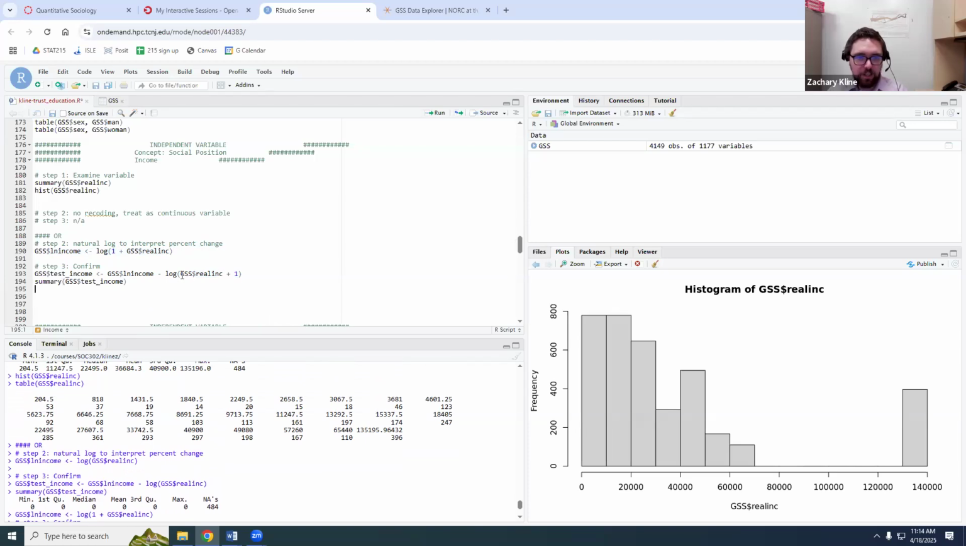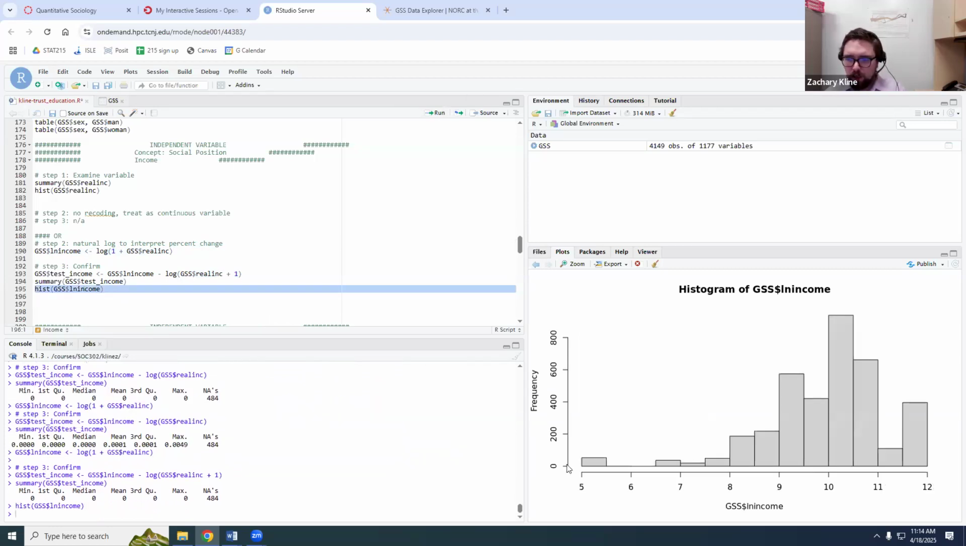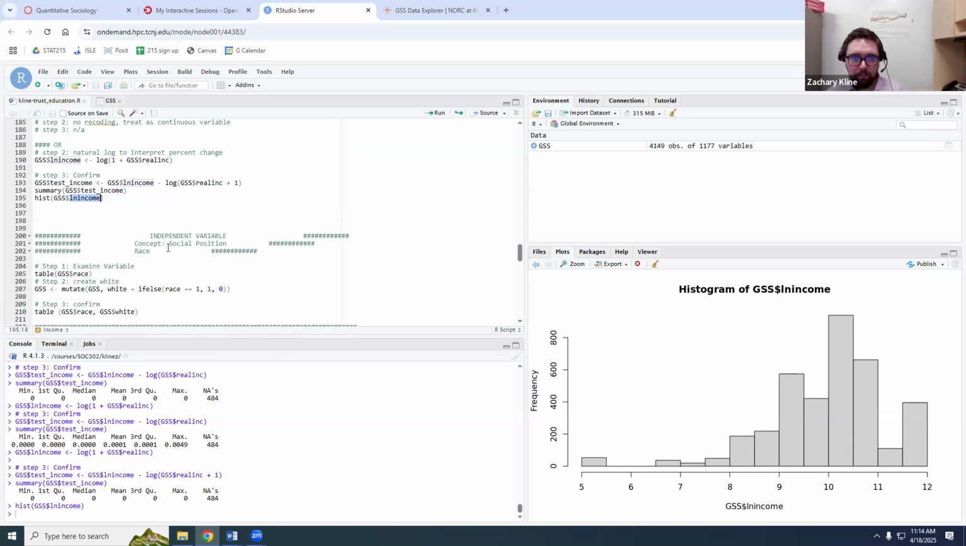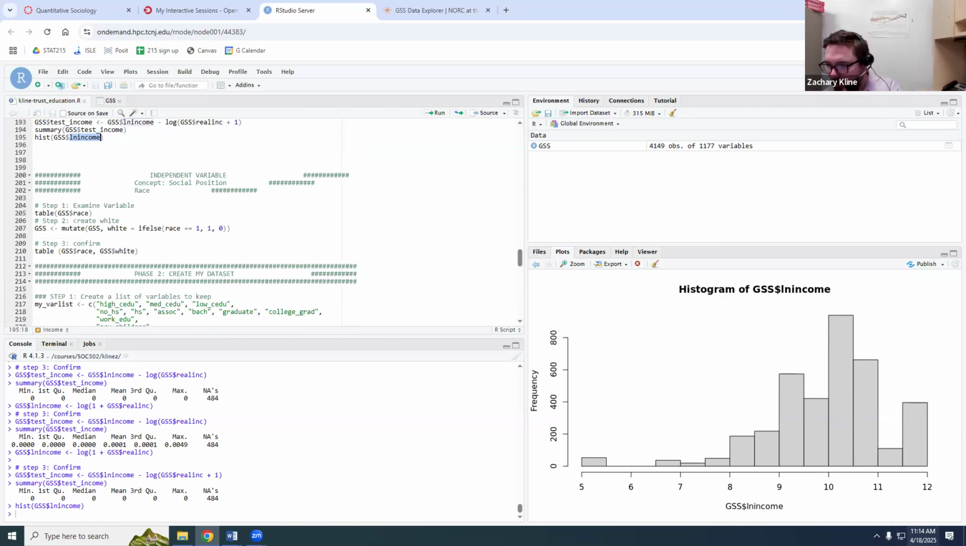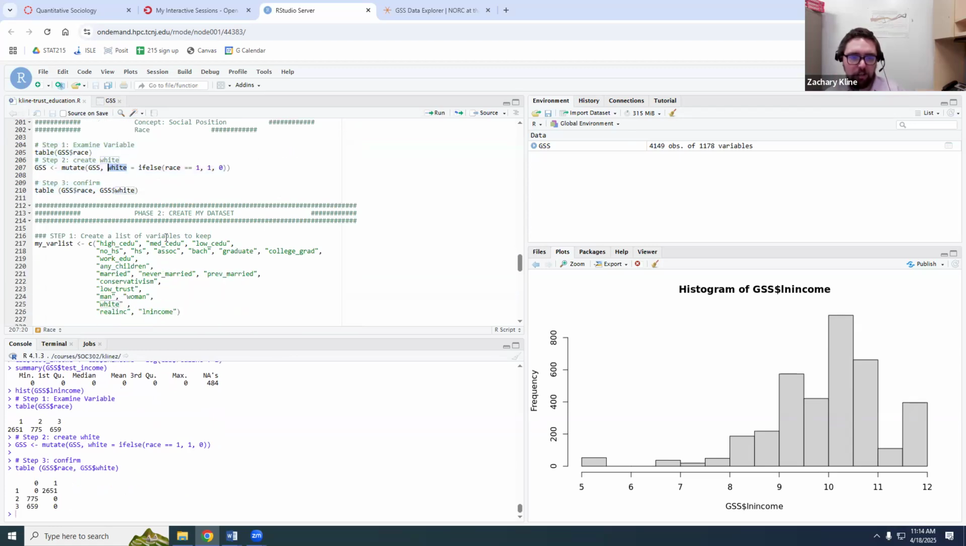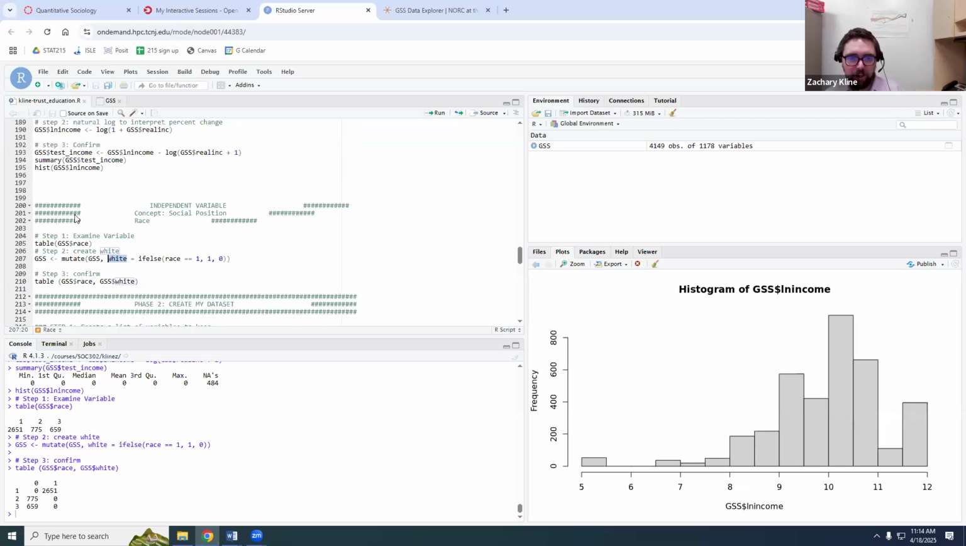Anyway, let's take a look at the histogram here of our new variable, hist GSS ln income. See here, it's a more normal distribution. It's still a bit of a left skew here, but a much more normal distribution than it was before. Again, to really assess if we should model income as a natural log or as a continuous variable, we'd want to look at the residuals from our regression models, but I don't know if we're going to get to that in this video. All right. Next, we made a variable specifically just assessing if they identify as white. And yeah, so those are our independent variables.